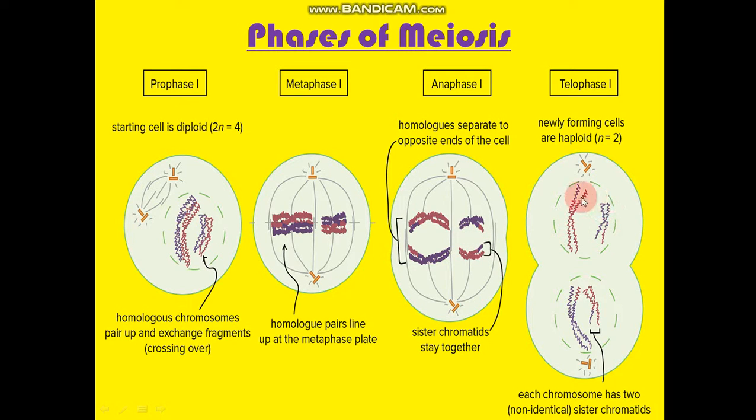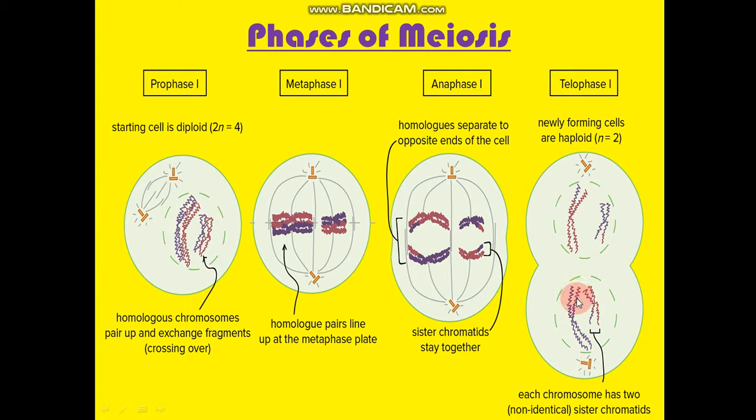Now the telophase. In telophase, again each chromosome is here. You can see these sister chromatids are non-identical. I told you in the previous slide, although they are sister chromatids because they are joined at the centromere, they are not identical. Why? Because they have exchanged genetic material with the homologous chromosome.